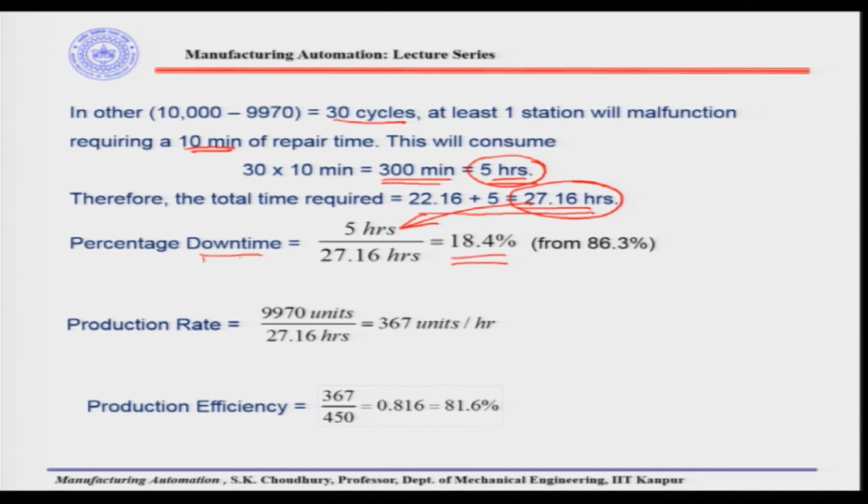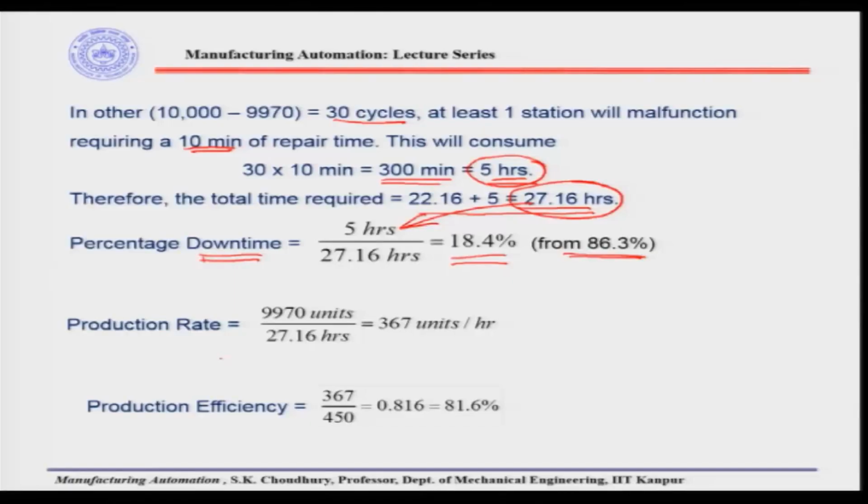The percentage downtime we had earlier, I would like to remind you, when we had one breakdown per 100 cycles, was 86.3%. Here the downtime is much less and it has become 18.4% because we have improved the product quality. All right.